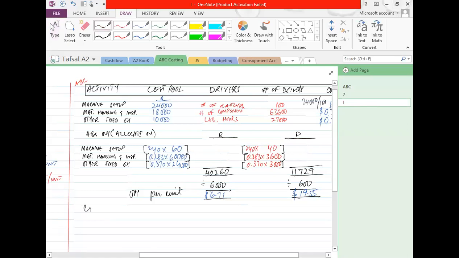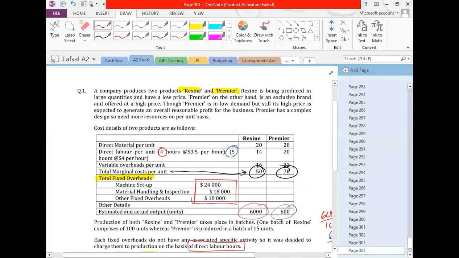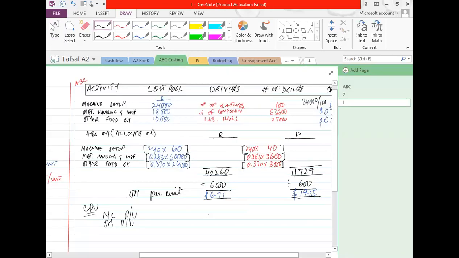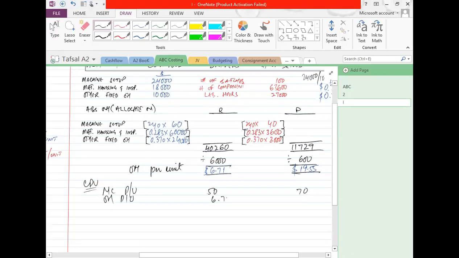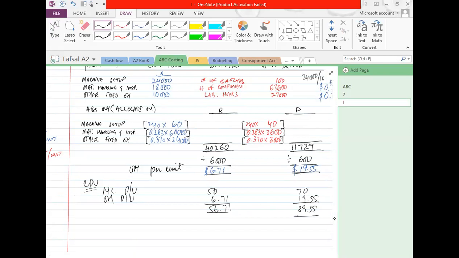Now we need to calculate cost per unit: marginal cost per unit, then overhead per unit. It was already given in the question, 50 and 70. Now add 6.71. Kindly verify, this is how we have to do it.